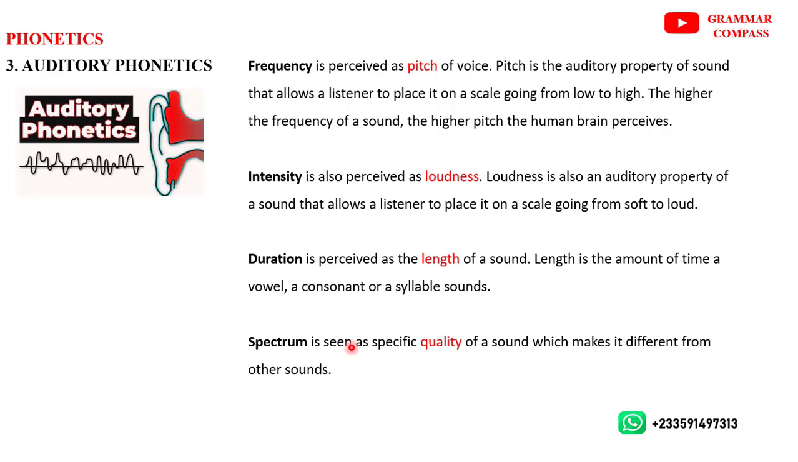Finally, we have spectrum. It is the unique quality or tone of a sound that makes it different from others. So in auditory phonetics, spectrum is not just the graphical representation of the sound waves. It is the quality of the sound that makes it different from others. That is why the same note on a piano sounds different from the same note on a guitar. That is the quality of the sound spectrum in auditory phonetics.